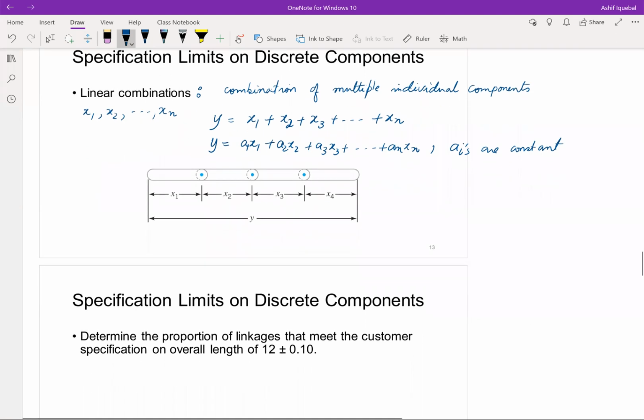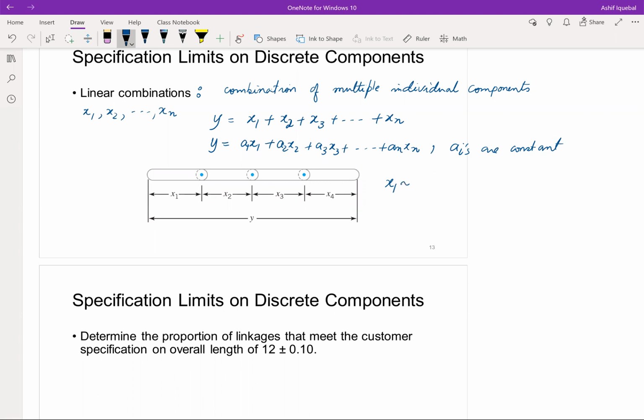So let's say here we have a linear combination of 4 components. Each of these components has dimension x1, x2, x3, and x4. And each of these components has a certain distribution. They are not fixed values, they are random values. Why random values? Because whenever you take a measurement, that measurement will always have some error. There will always be some variations, right? So that's why we say these all follow some distributions.